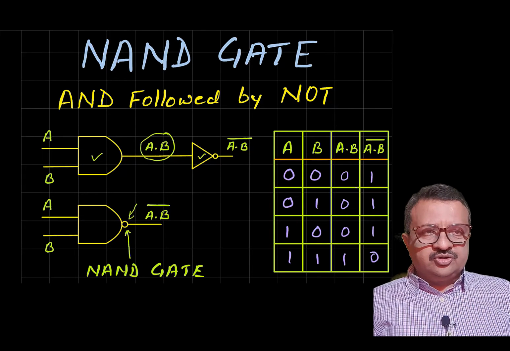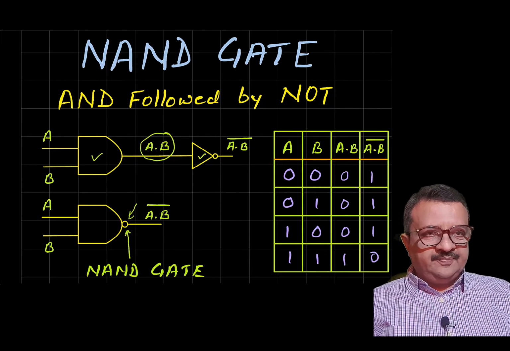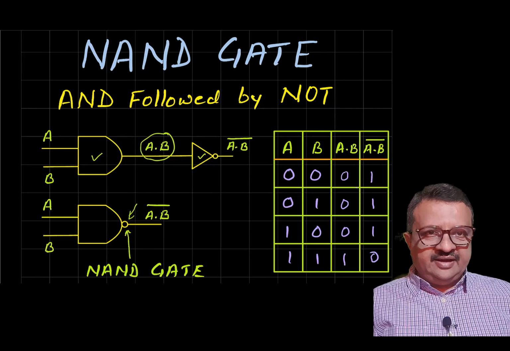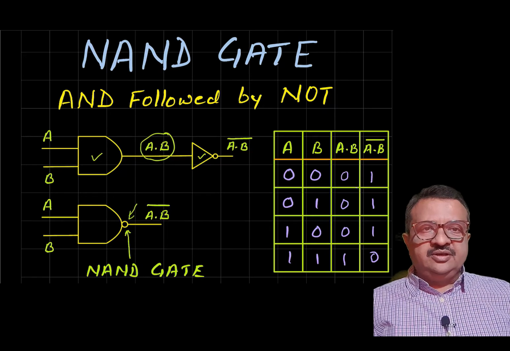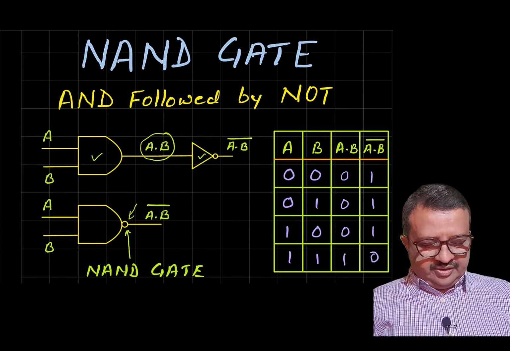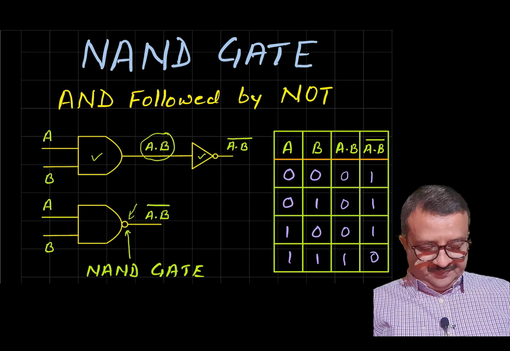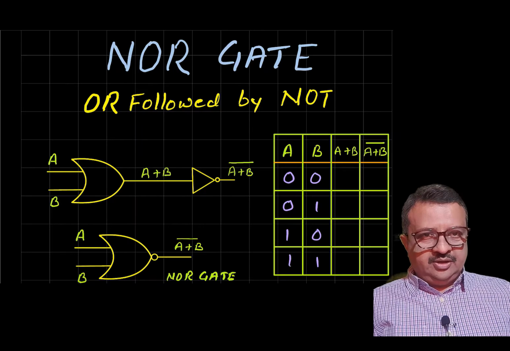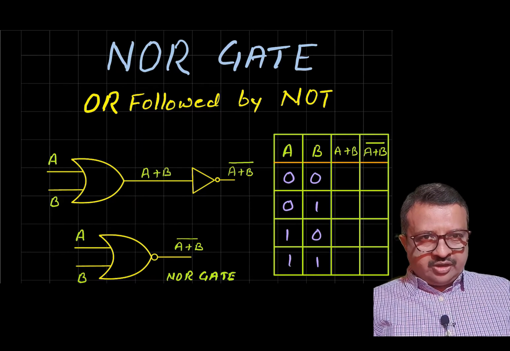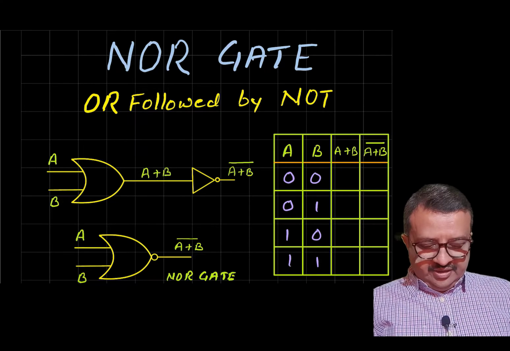This is one of the most important gates, the NAND gate, and the next one, which is the NOR gate. These are the most important gates which are used in digital electronics. We'll see why they are important at a later stage. On the same lines as the NAND gate, we have an OR gate followed by the NOT gate.